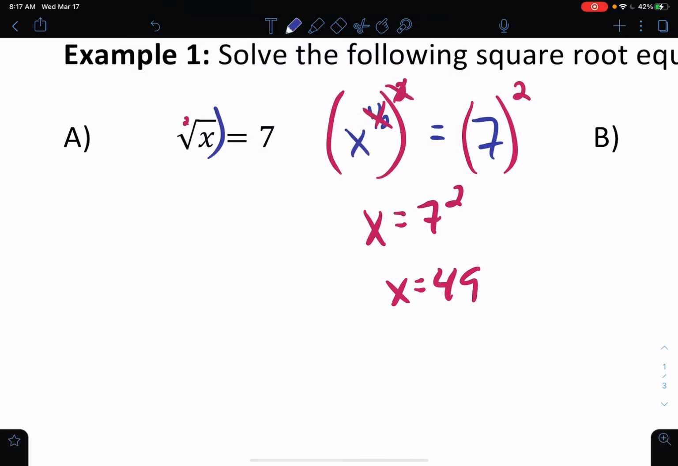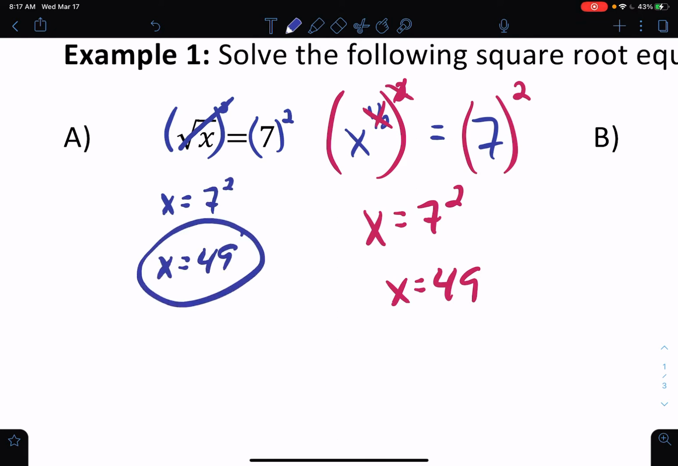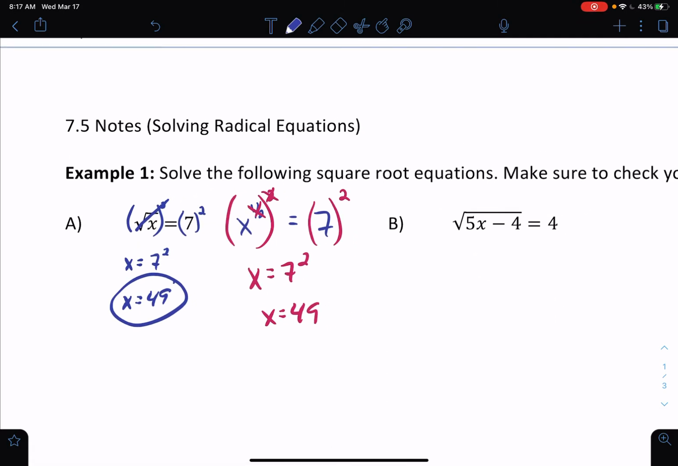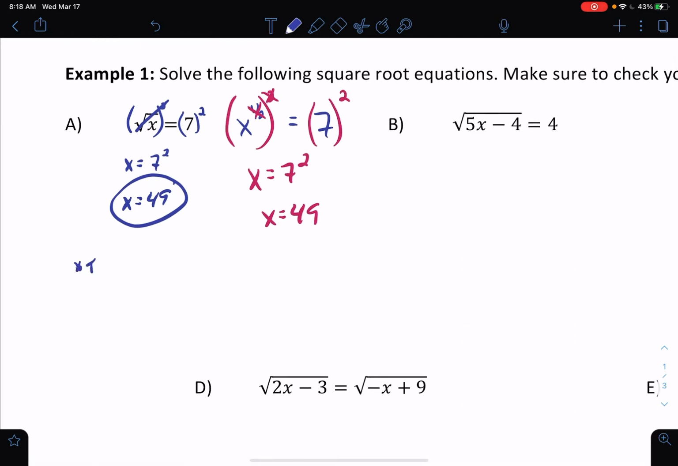Okay, so what that means is when I take the square root of both sides, remember there's a root of 2 here. We don't write it, but the square root has a root of 2. So I'm going to square both sides. And when I square both sides, the squaring is going to cancel out the square root, or the radical there, and I get x equals 7 squared, or x equals 49. So to undo square roots, we are going to square both sides.